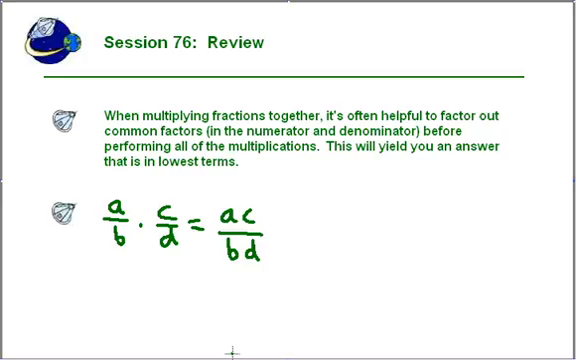Quickly as a review, when you're multiplying fractions together, it's often helpful to factor out the common factors ahead of time, the common factors in the numerators and denominators, before you perform all the multiplications. This will help yield an answer that will be in lowest terms. And then lastly, just to officially state it, whenever you are multiplying fractions together, such as a over b times c over d, you multiply your numerators together, a times c, and that's what we get over here, and you multiply your denominators together, b times d, which gives us our bd over here. That finishes session 76.